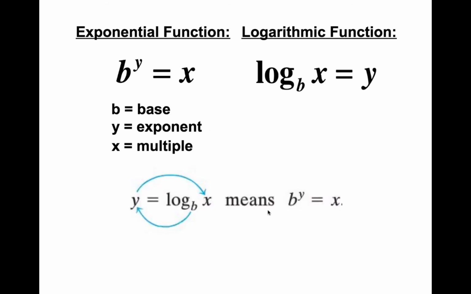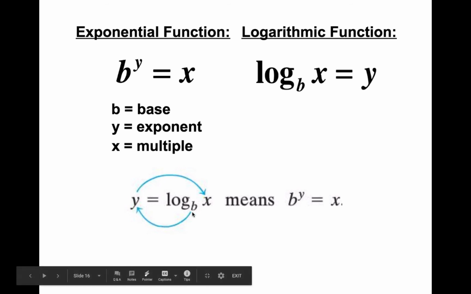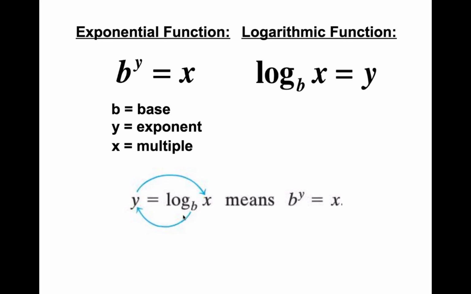You can switch between exponential and log by doing either the loop and swoop or the hook method, depending on how your teacher taught you. You start at the base, you hook over to the other side of the equal sign, you hook back to the multiple. So notice b to the y equals x.